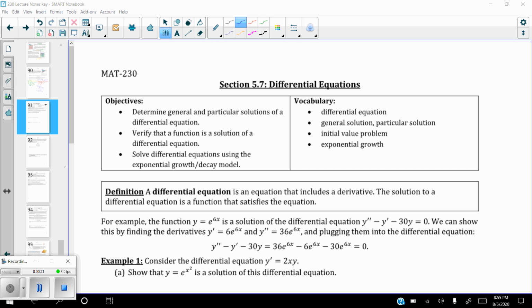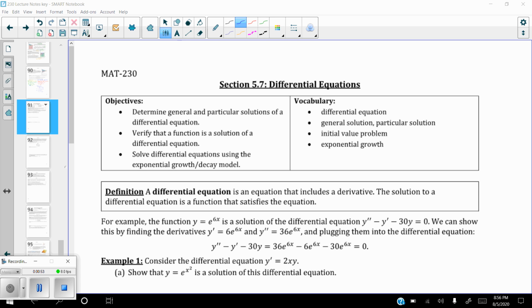So our objectives: determine general and particular solutions of a differential equation, verify that a function is a solution of a differential equation, and then solve differential equations using the exponential growth or decay model. Our vocabulary: differential equation. Like I said, a derivative is in the equation. General solution or particular solution, initial value problem, and then exponential growth. Technically, you could put decay on there as well.